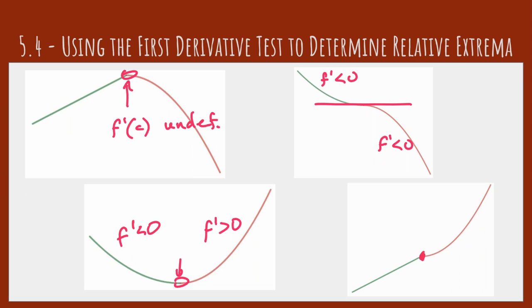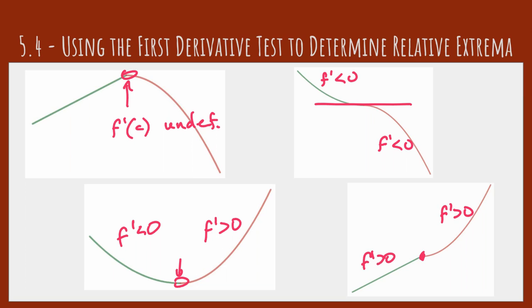Same thing is true here. We have another critical point there. So that's going to be a critical point because we can't take the derivative at that point. And you'll notice that the derivative is positive on the left because the function's increasing. The derivative is also positive on the right because the function's increasing. And as a result, we don't get a relative extreme.